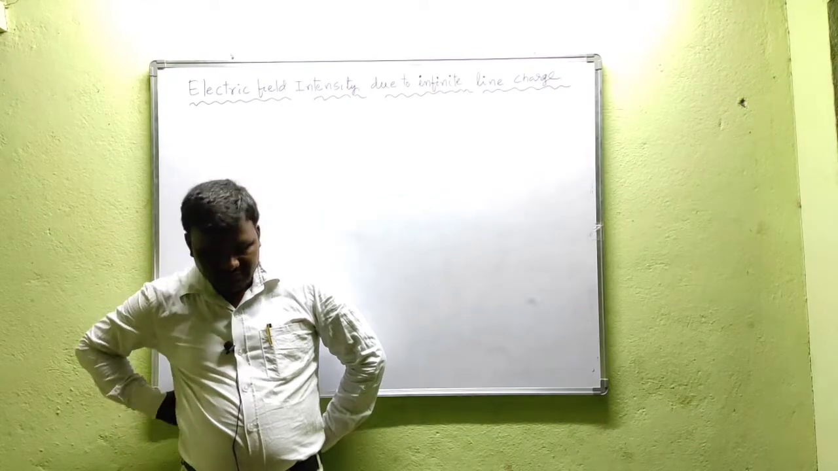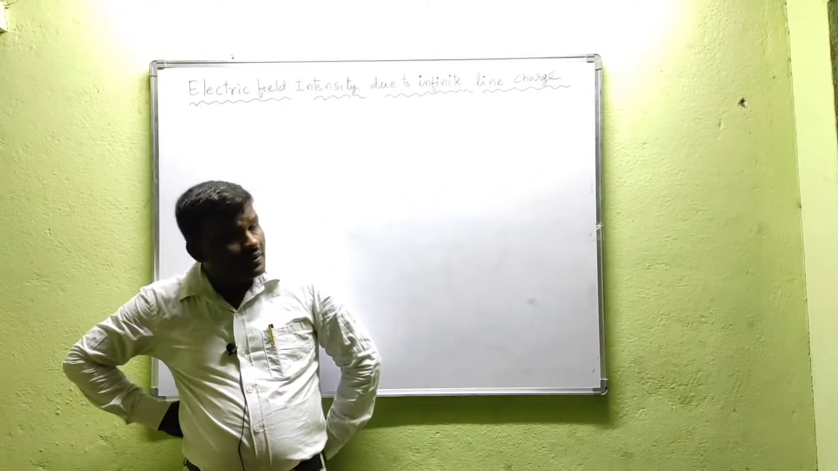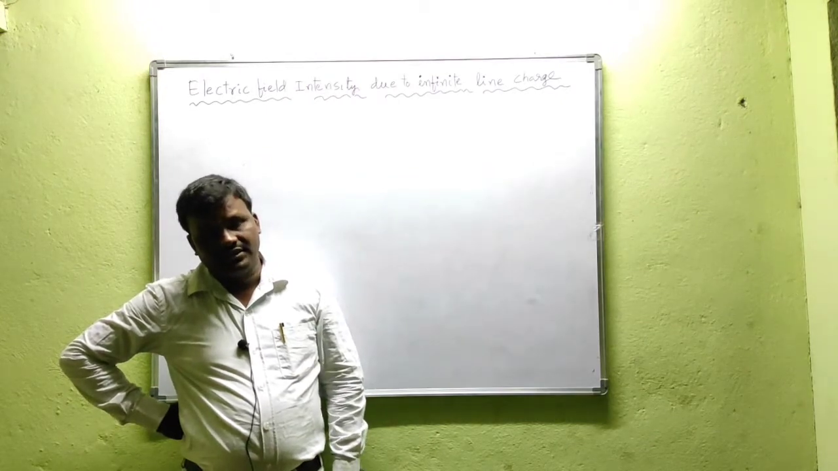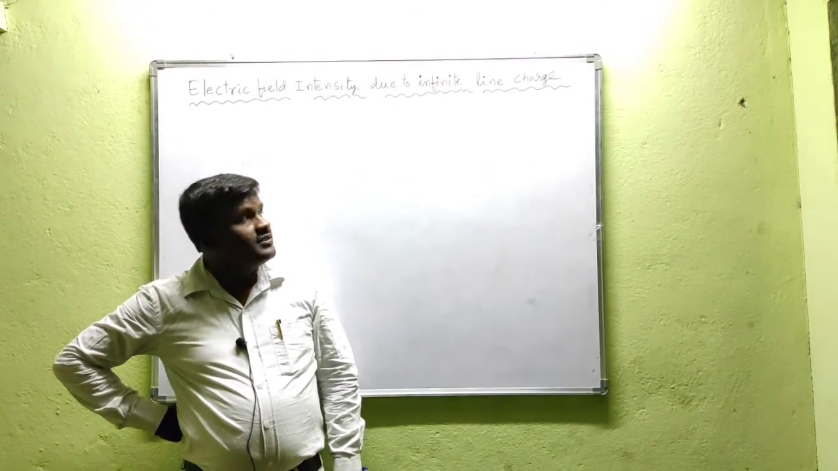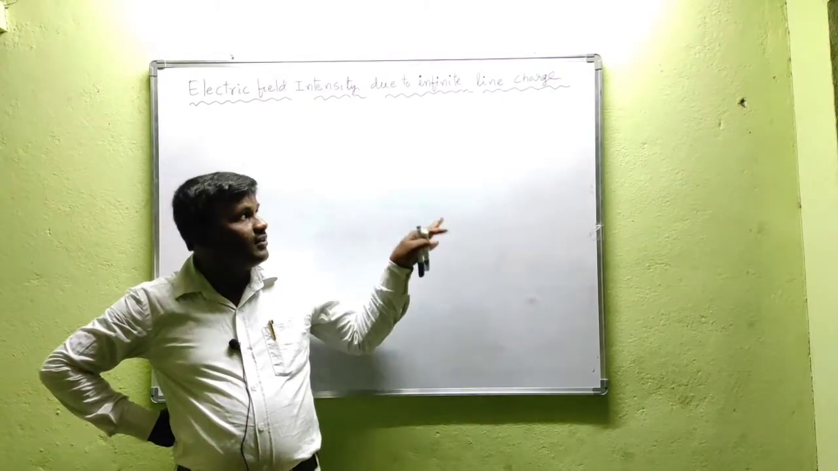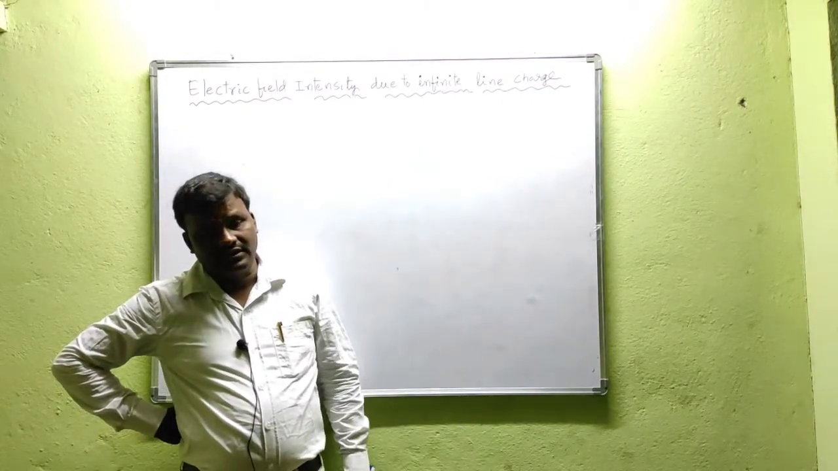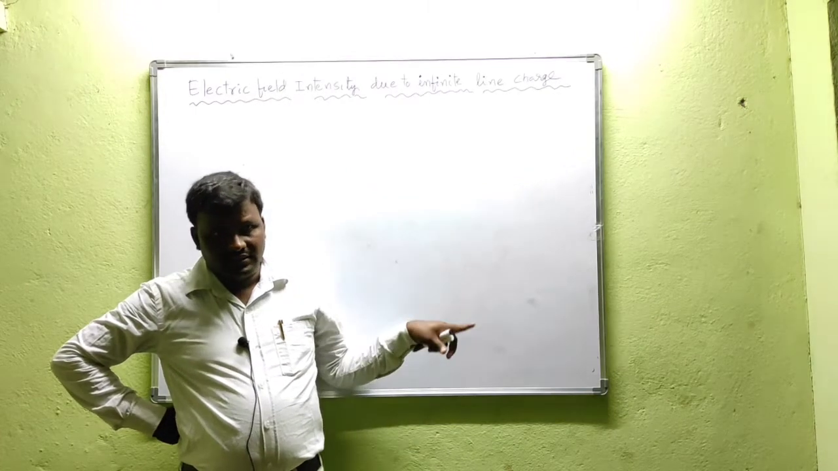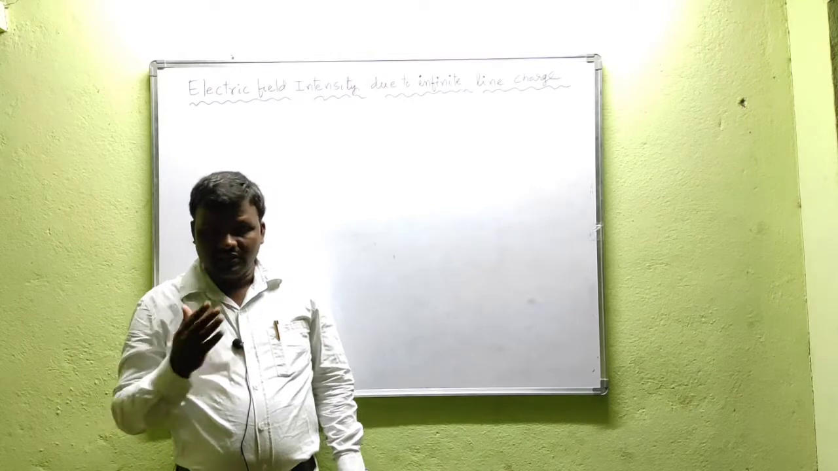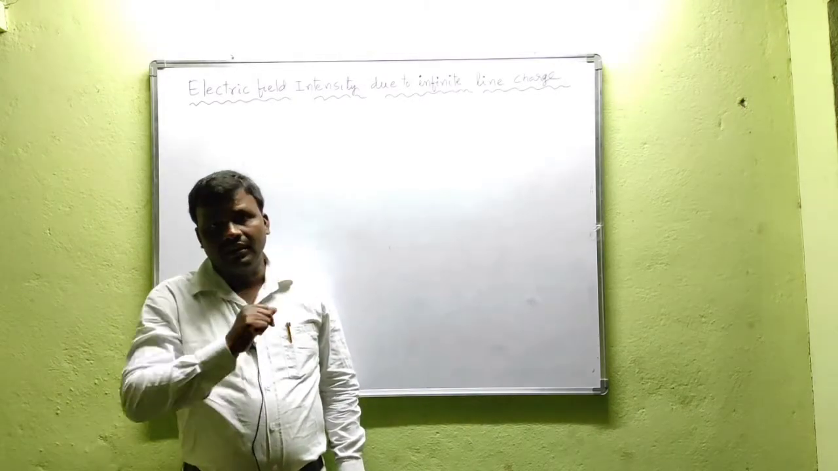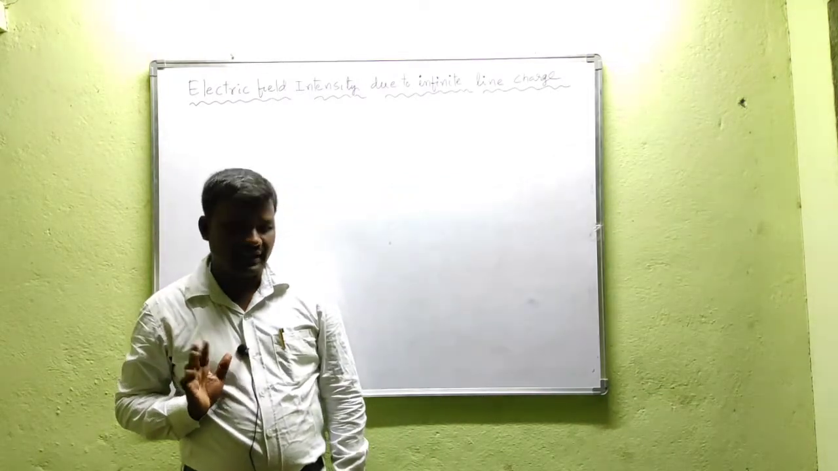In today's class, we will discuss electric field intensity due to infinite line charge. Initially, we consider finite line charge, then we will extend our discussion to infinite line charge. What is meant by infinite line charge? Here we have the charge that is distributed uniformly throughout the length of the line. The length of the line is infinite.